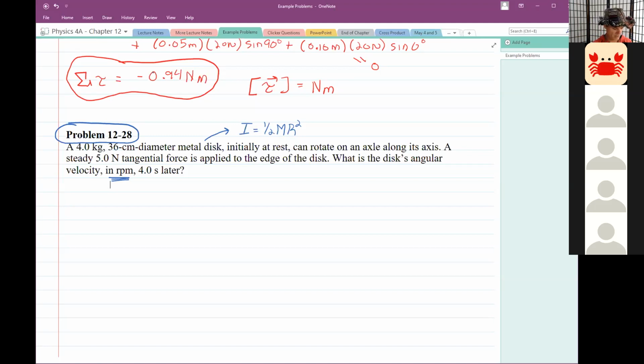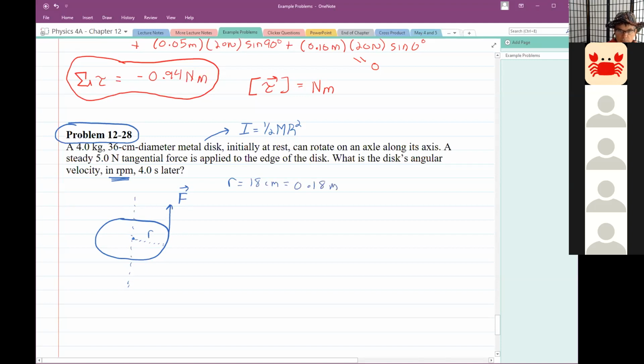Okay, so let me see if I can draw this. The situation is I've got some sort of disc which has its axis through its center, and a tangential force is being applied. So the force is tangent to the edge of the disc. The radius of the disc is 18 centimeters, so 0.18 meters. We're told the force has a magnitude of 5 newtons.